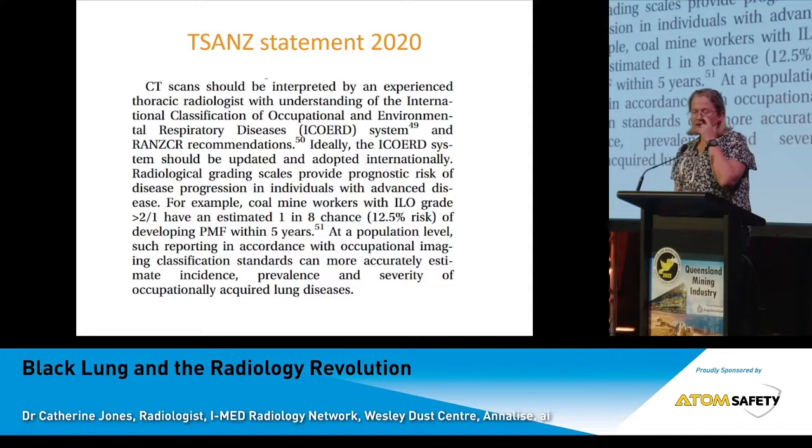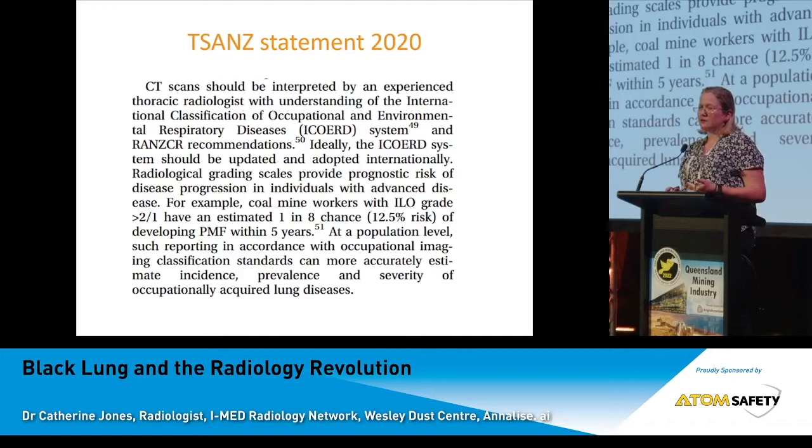So we had a statement coming out from the Thoracic Society of Australia and New Zealand a couple of years ago saying that when we do the CT scans for these patients, we really need someone experienced in the use of this classification system to be interpreting the images, which my radiology college was very supportive of. Because what it comes down to is you want people with the right expertise looking at these cases. There's nothing worse than saying to somebody, oh, I didn't see anything, I think you're okay, when they're not. And so this is about, again, improving the standard of care that we're giving to all of the workers here.